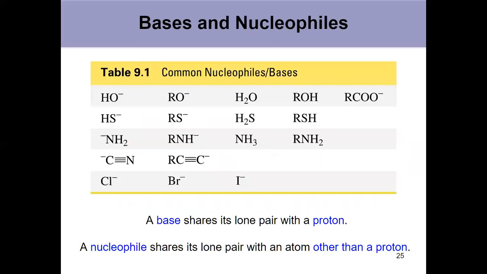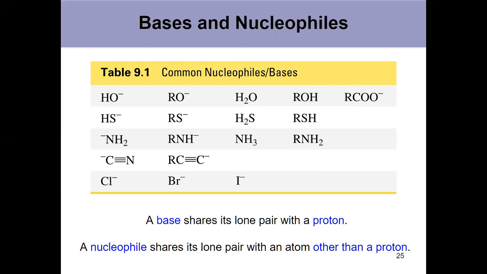How about nucleophiles? Let's take a look at those. Table 9.1 in your textbook lists a bunch of common nucleophiles and bases. We're thinking about nucleophiles for substitution reactions, bases for elimination reactions later on. Nucleophiles and bases share the fact that they have at least one lone pair.